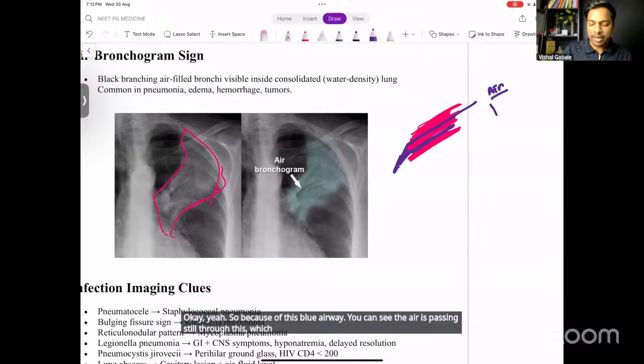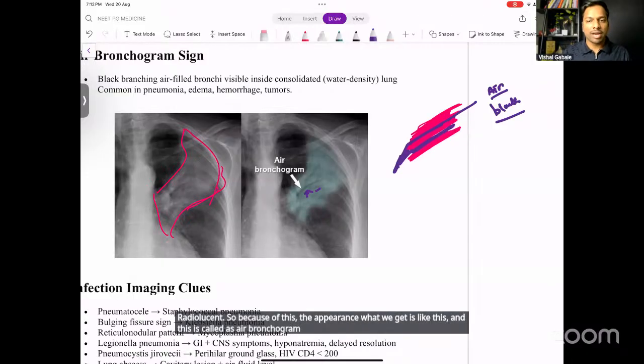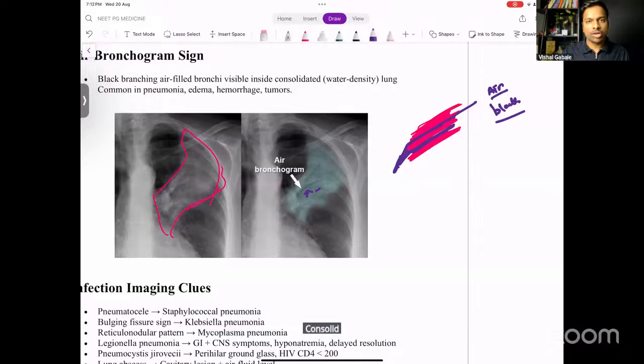Air is what in X-ray? Air is black, or radiolucent. So because of this, the appearance we get is like this, and this is called the air bronchogram pattern, and it is very classical for consolidation, or pneumonia, you can say. Right. So that we saw.